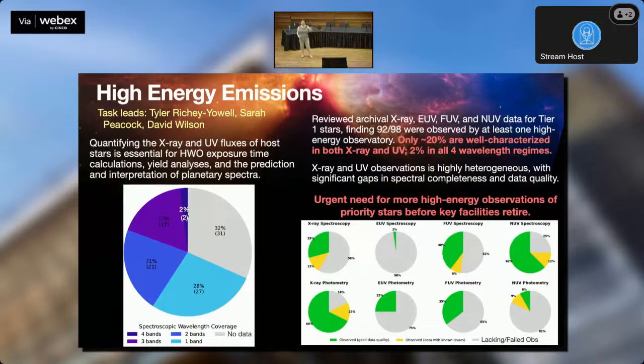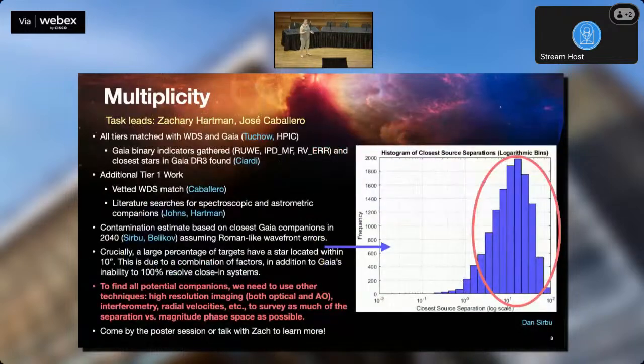It came from a huge variety of sources. You can see in this plot here that there's a lot of it that's gray, which did not have observations, or they were failed observations. So the time is now to really get a lot more of this high activity data for priority stars, especially before key facilities retire. Multiplicity. All right, so this is really trying to understand the architecture of these stellar and planetary systems.